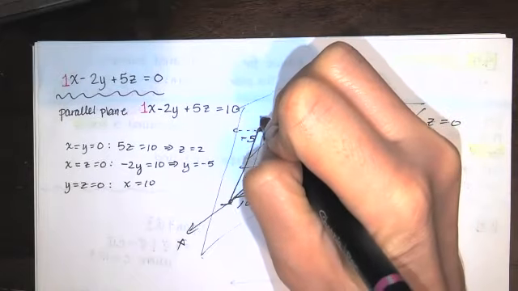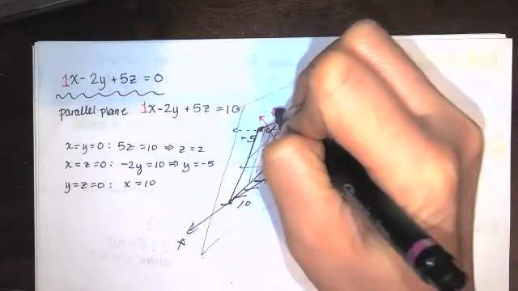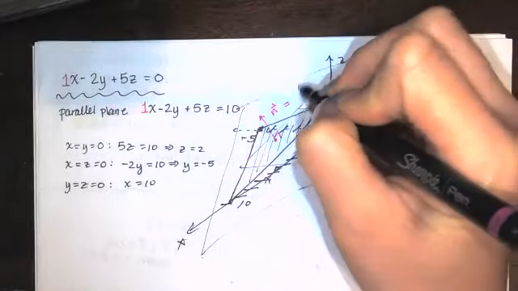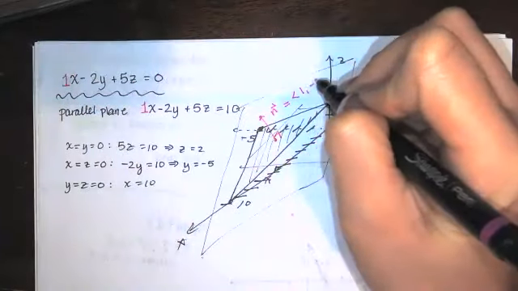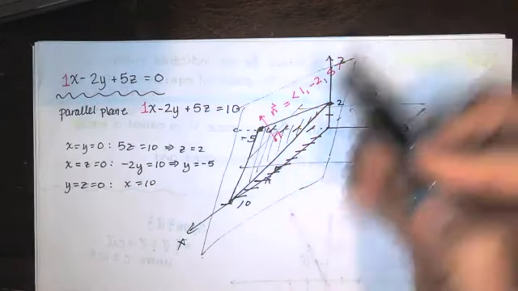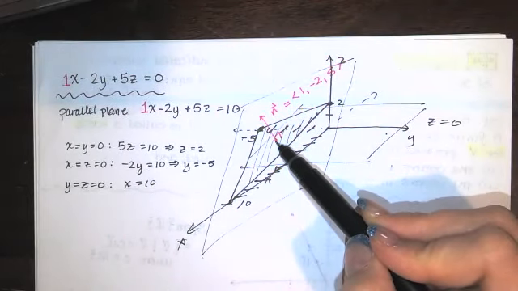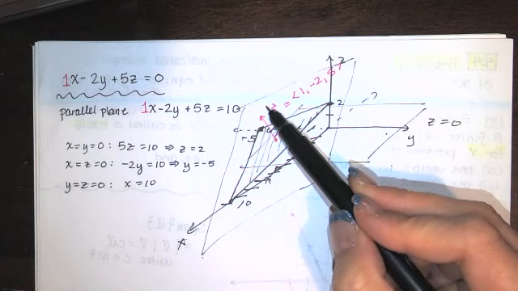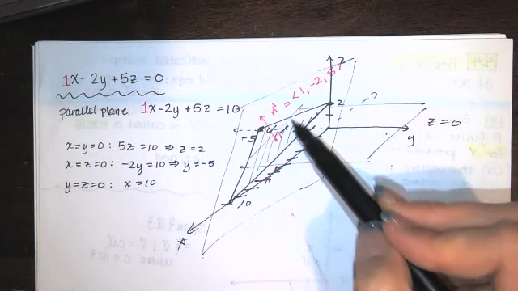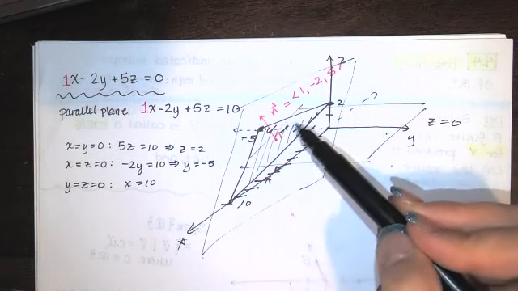But the normal vector to that plane is the vector that's perpendicular to that, and it looks like this. It has a vector with components of 1, -2, and 5. So this says, start at any point on the plane, go 1 unit in the x direction, -2 units in the y direction, and up 5 units in the z direction. And that vector will be perpendicular to the entire plane.